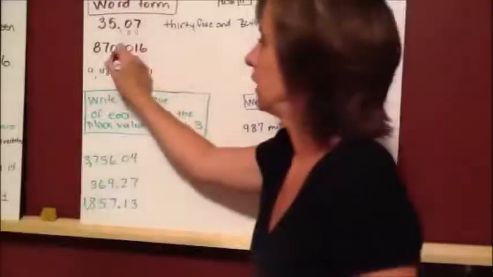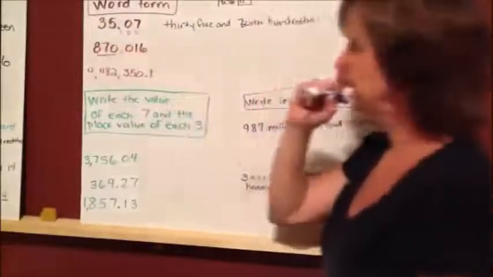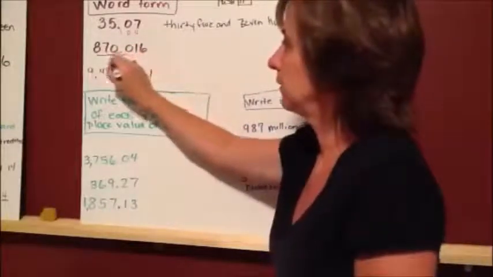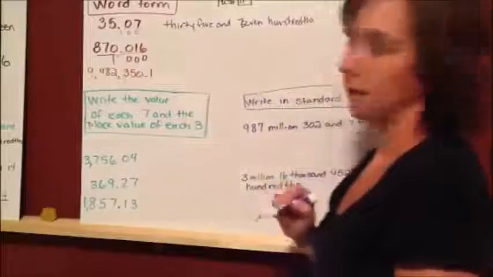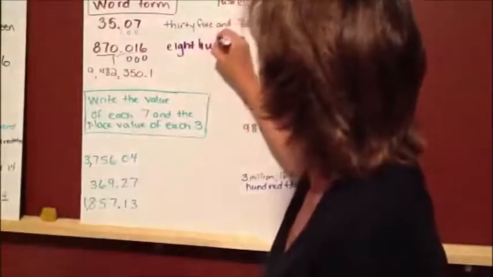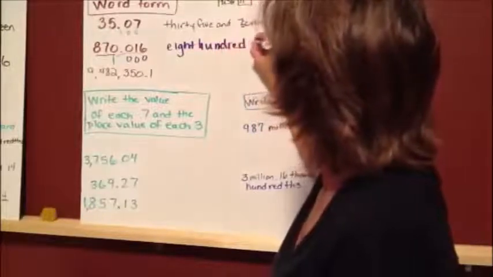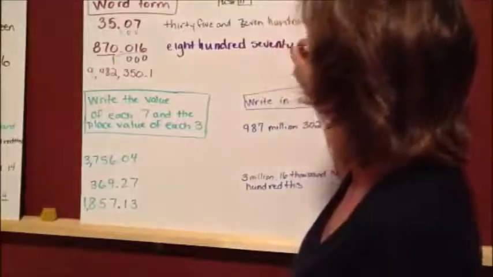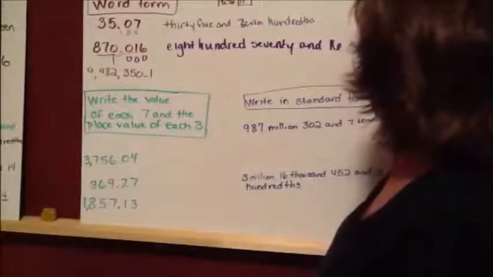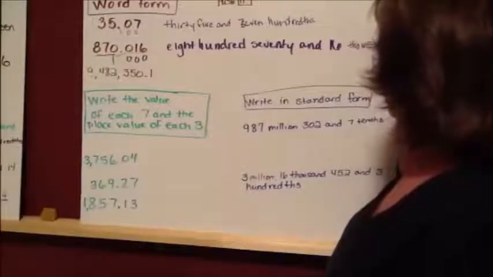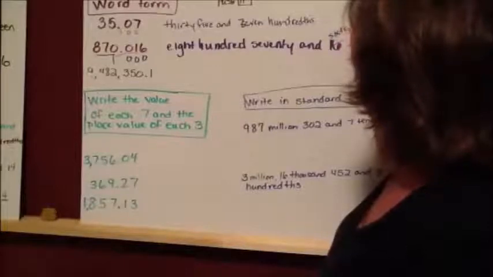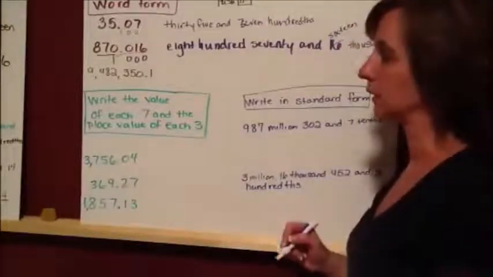This one, in front of the decimal, I have 870. I have the word and then I have 16 thousandths. So I write 870 and 16 thousandths. Now, word form does say that you should write out the word 16. Short word form would allow me to use the 16.